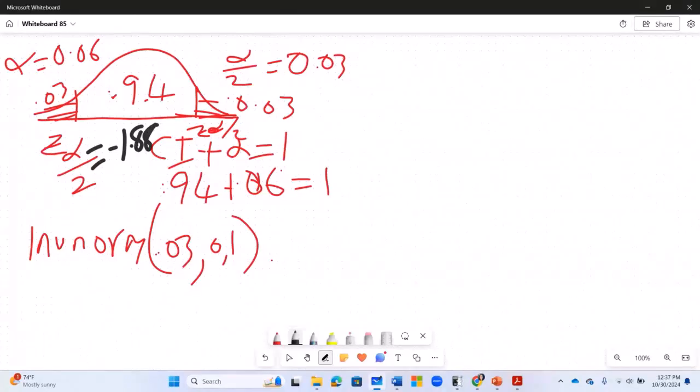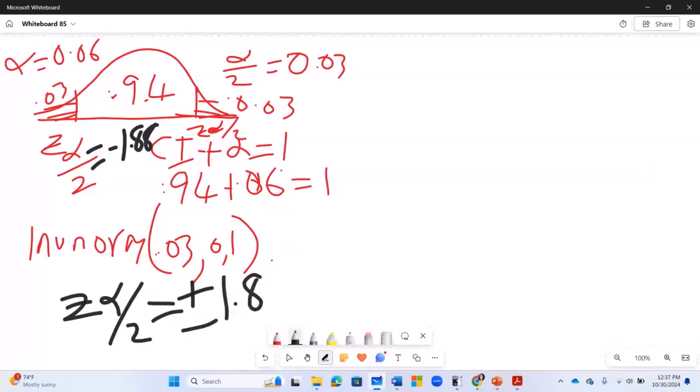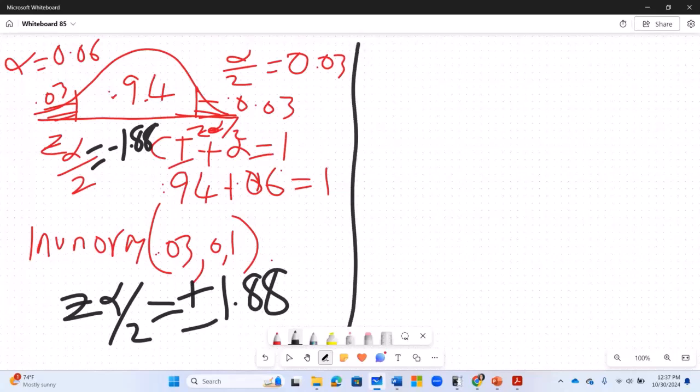In other words, the critical value z alpha over 2 is equal to plus or minus 1.88. Why? Because the normal curve is symmetrical. If I find the area to the left, I also know area to the right. The z value to the right is positive, the z value to the left is negative. All right, so that is the critical value for area on both sides.